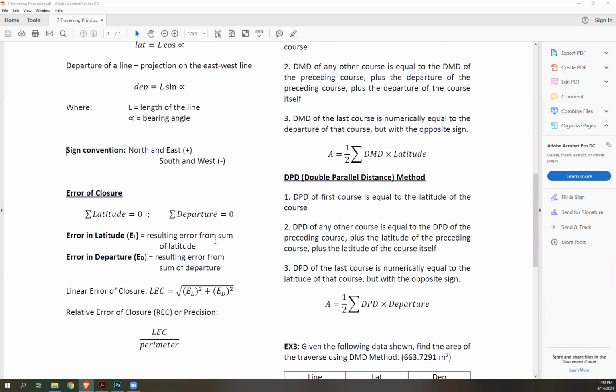Now, similar to your measurement of distances, there's also errors for your latitude and departure. Now, supposedly, if you compute for the total latitude and departure of a traverse, remember traverse is a closed polygon, summation of both of them should be 0. Okay? And then, if it's not 0, you'll get your error in latitude E sub L and error in departure E sub D. Error in latitude is the resulting error from sum of latitude.